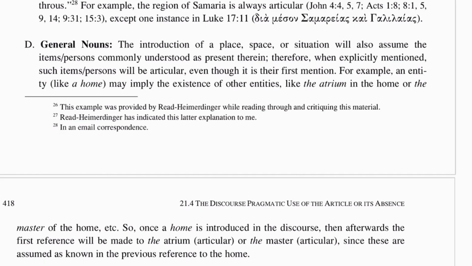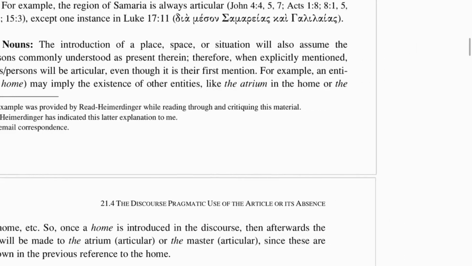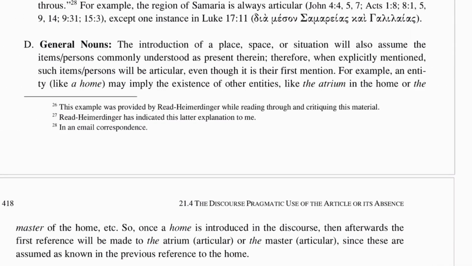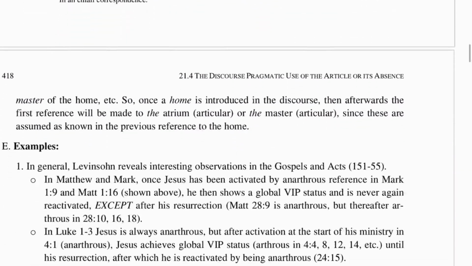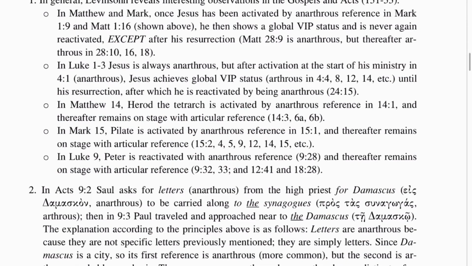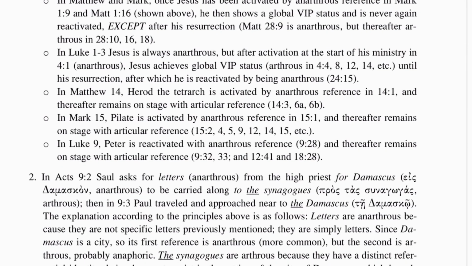So remember, the article indicates something known, either assumed from the audience's cognitive environment or entailed in some idea or setting or situation that's been mentioned in the discourse. Now, I've been intrigued by this principle, and a lot of work has already been applied to looking at the Gospels. If you're looking at the video here, in my Koine Greek Grammar, I summarized discussions by Stephen Levinson on this. I'm not going to read all that to you, but for those of you who are able to watch, you're seeing some discussions of that there.